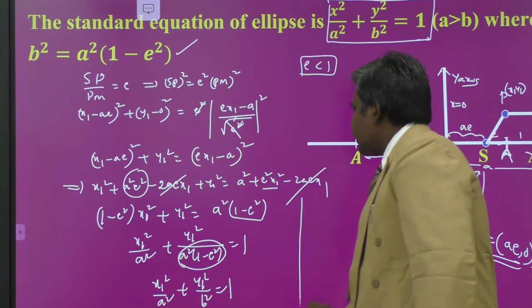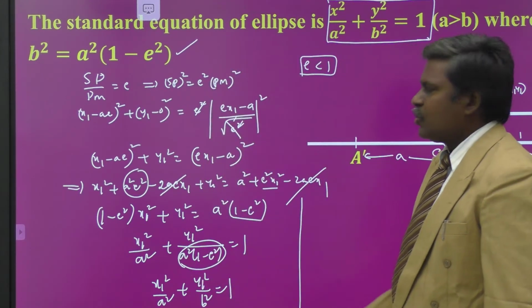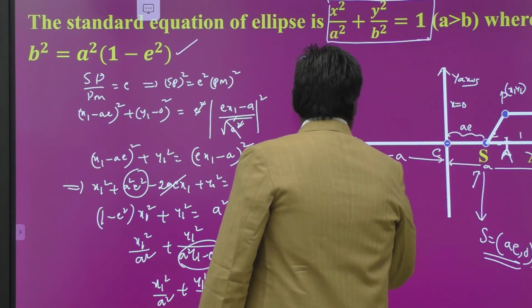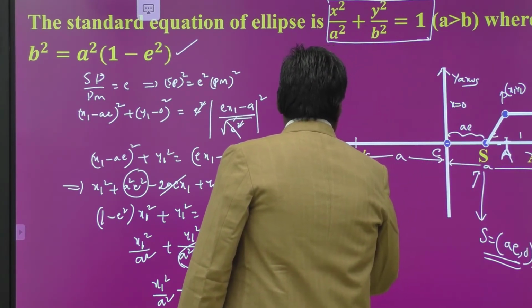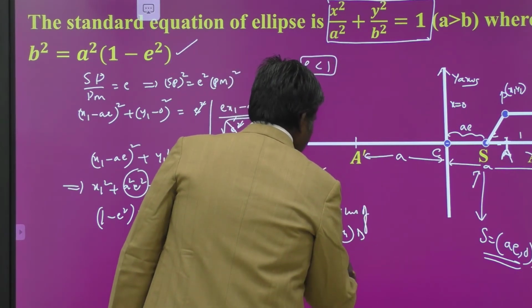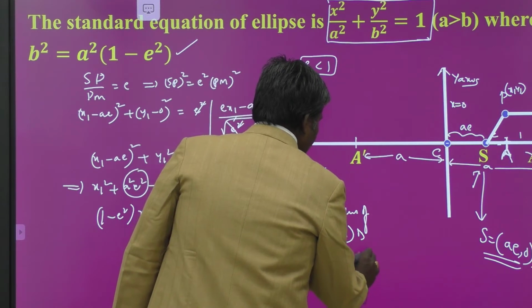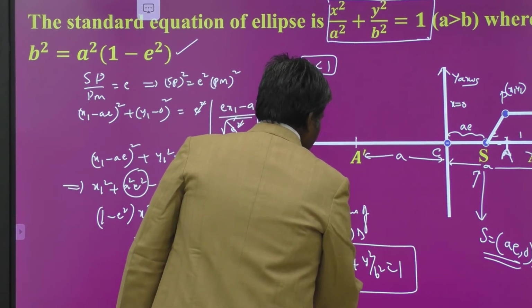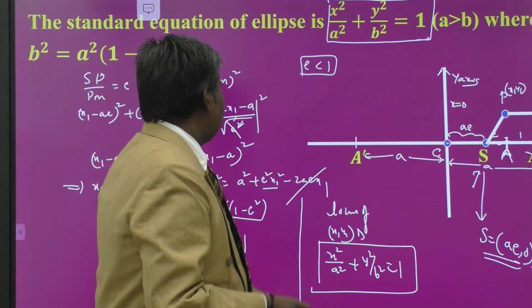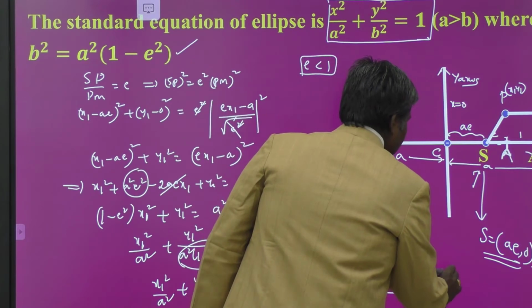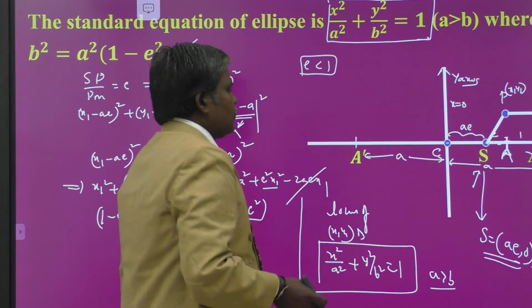This is the condition for all x1 comma y1. So you can write the locus of x1 y1. Therefore, the locus of x1 y1 is x square by a square plus y square by b square is equal to 1. This is the way to derive the standard equation of the ellipse. Here the condition is a greater than b.